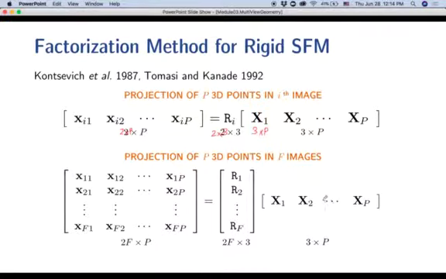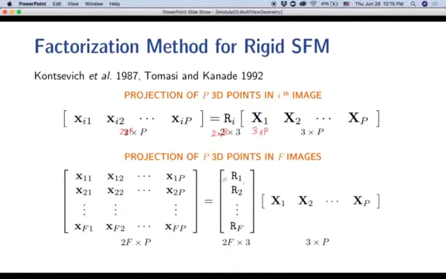That's the key thing of a rigid problem, that this structure is not going to change. And then each one of these, this 2 by 3 multiplied by this gives me 2 by P here. Then this 2 by 3 multiplied by this gives me another 2 by P here, all the way downward. So I get a 2F by P matrix. Each one of these bold X's is a 2 vector. So there are F of those. So I have 2F rows here and I have P columns. So this is all my image observations in one go. This is the model for my entire imaging process.